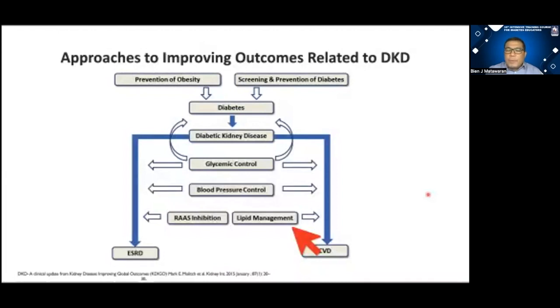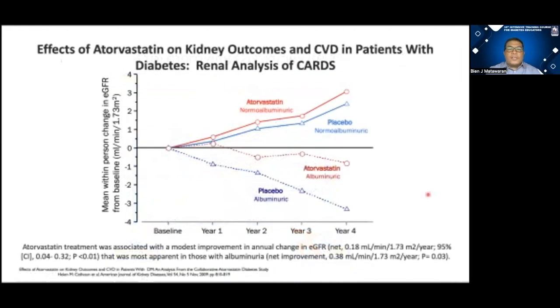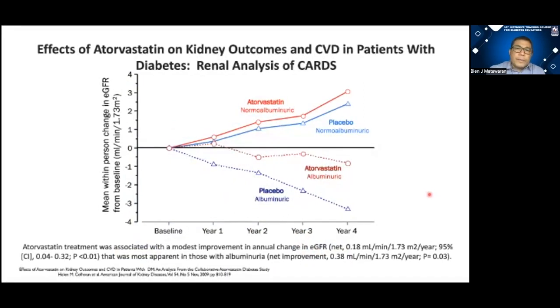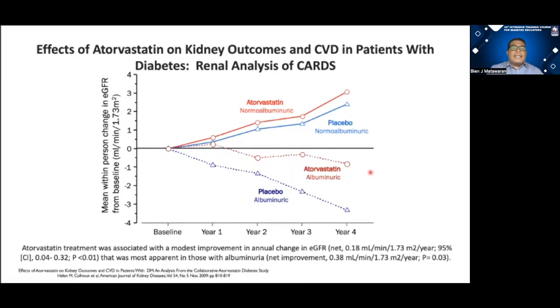So, lipid management. It has been shown, this is from the CARDS trial, the Collaborative Atorvastatin Diabetes Study, that in those patients with diabetes who were enrolled and given atorvastatin 10 milligrams versus placebo, who started off with albuminuria, at the end of the study you actually saw a lesser reduction in eGFR for those patients who were randomized to atorvastatin versus placebo.